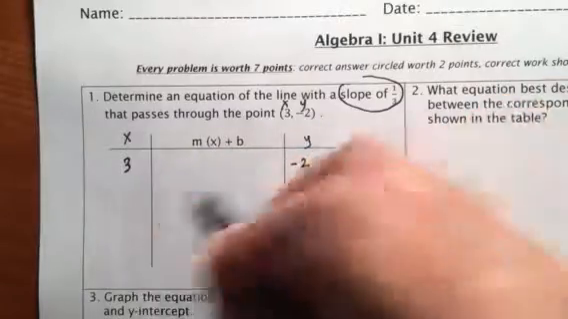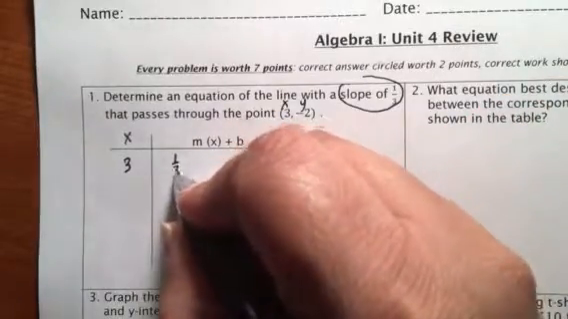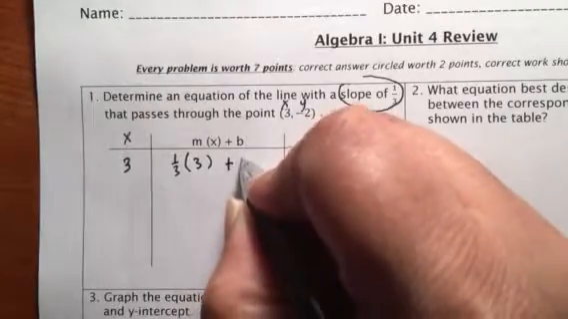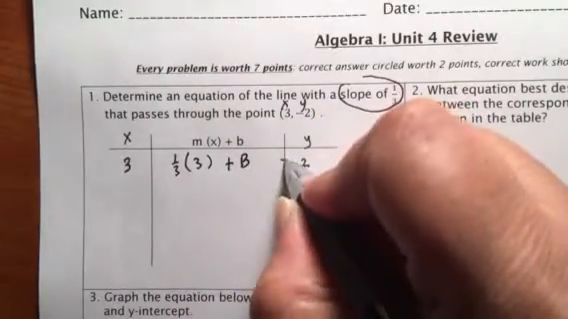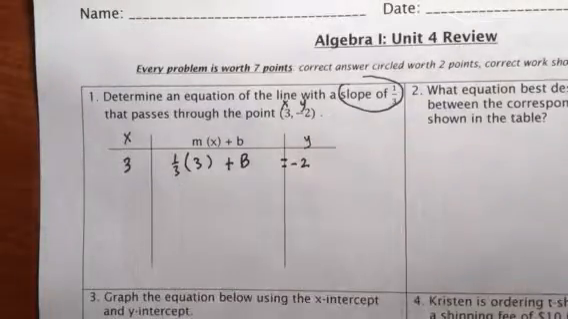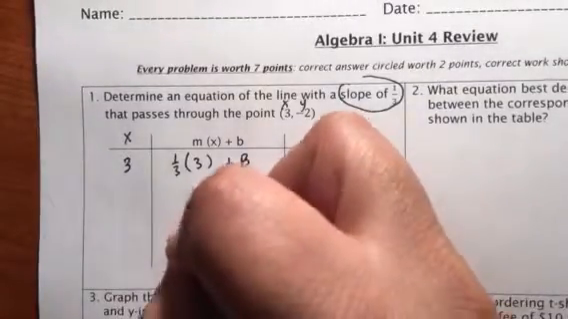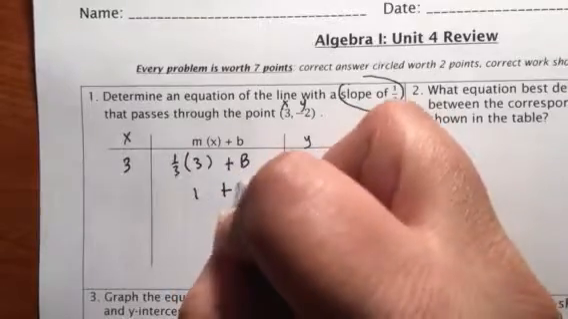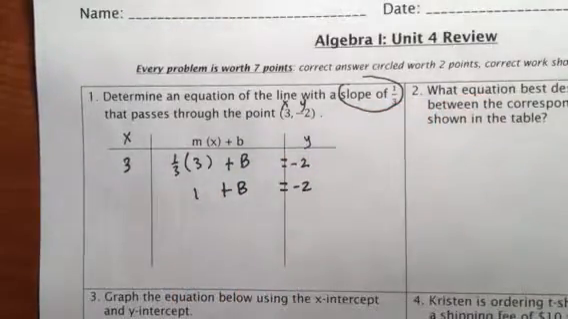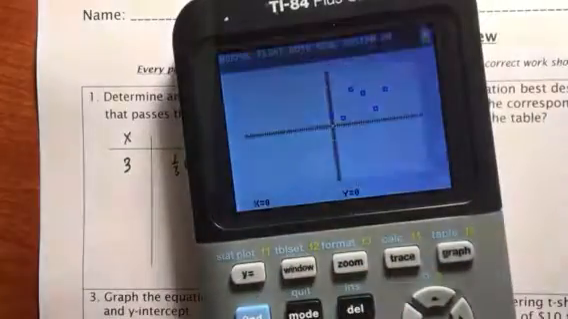I'm going to use my slope, which is 1/3, and I'm going to multiply it by x, and I'm going to add it to b, and then it's going to equal what the y is. So 1/3 times 3 is 1, and if you multiply it in the calculator, it'll show you that it's 1. So very quickly I will show you.